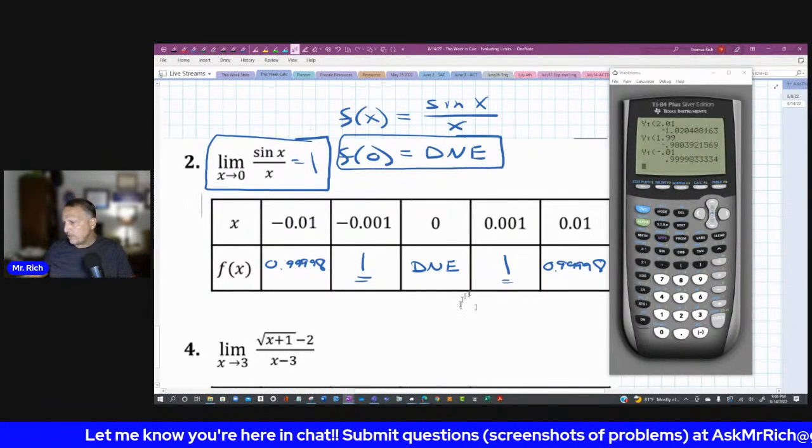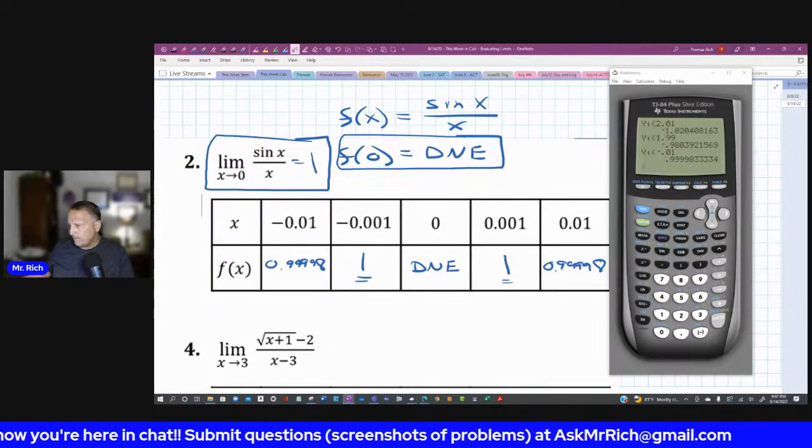So take a look at what this function would look like. I'm going to pull this up on Desmos, and we will take a quick look at it. See if we can bring Desmos up.